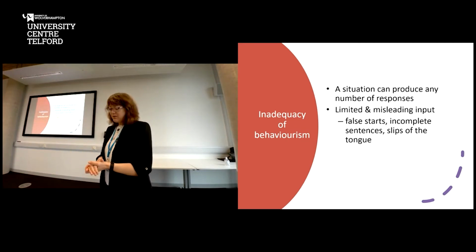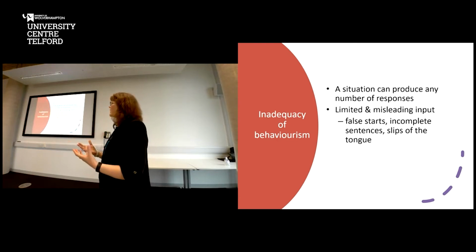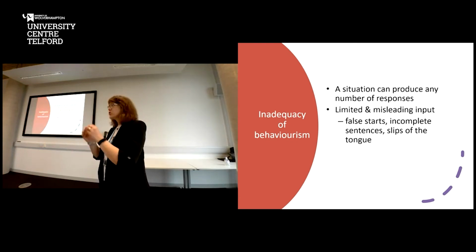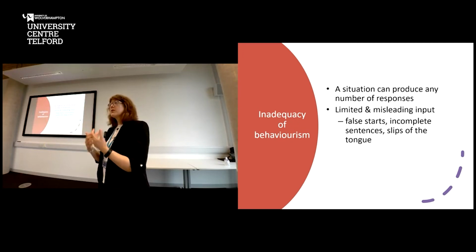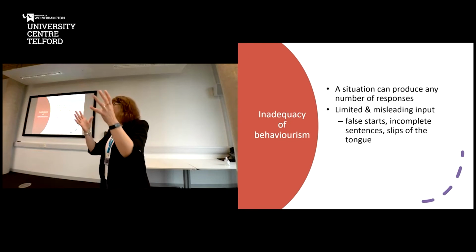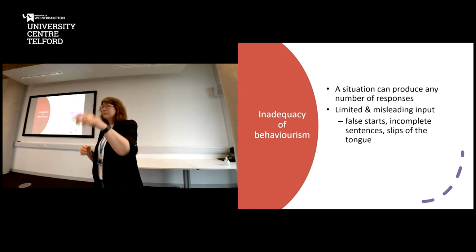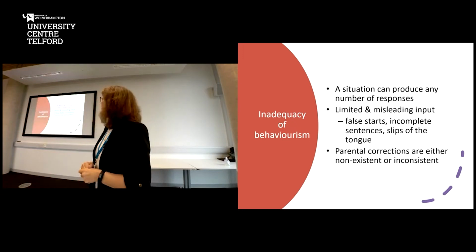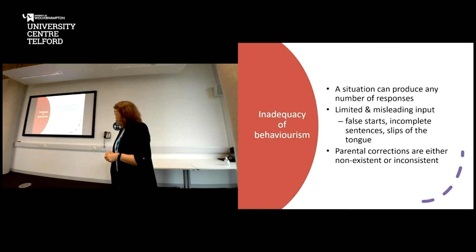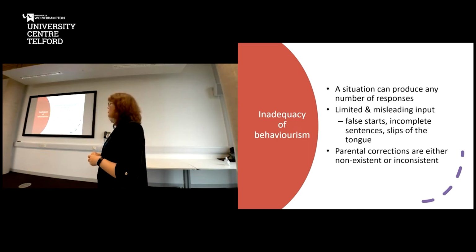So Chomsky argued that instead of hearing all this lovely input, children just receive fragments, especially if you're in a family situation, because that's where you tend to be at your most informal, and you've got lots of shared references. So you're not going to say, "Look at that beautiful..." You just go, "Oh, look." And he argued that parental corrections, as we've seen, are either non-existent or inconsistent.